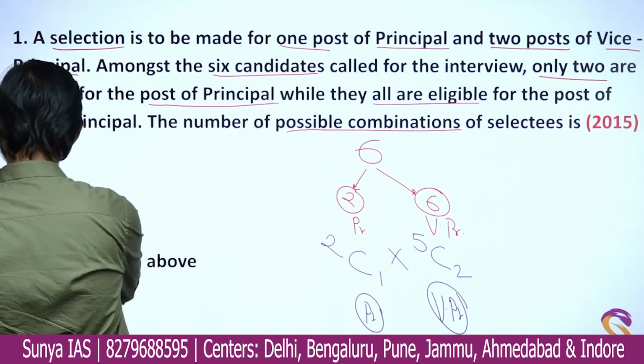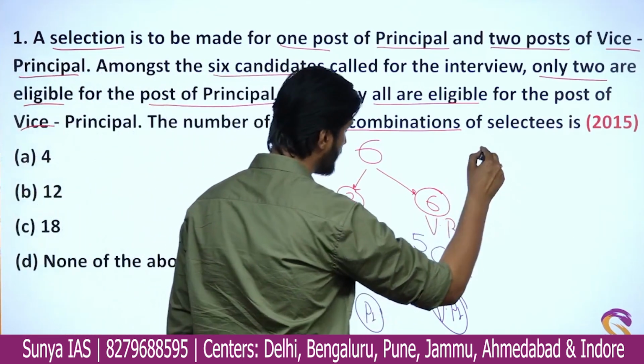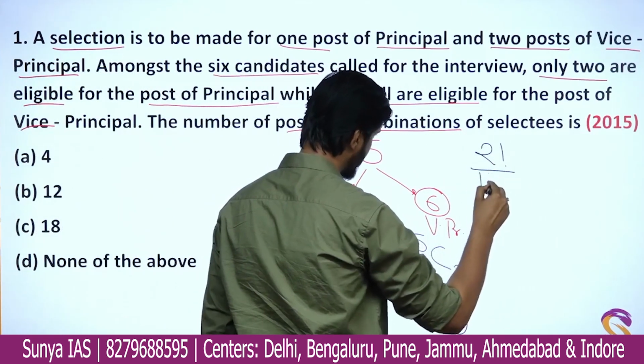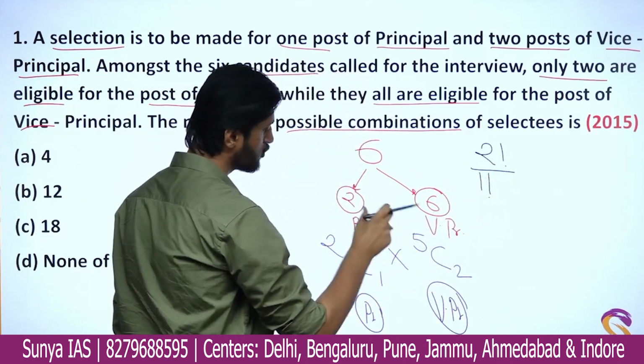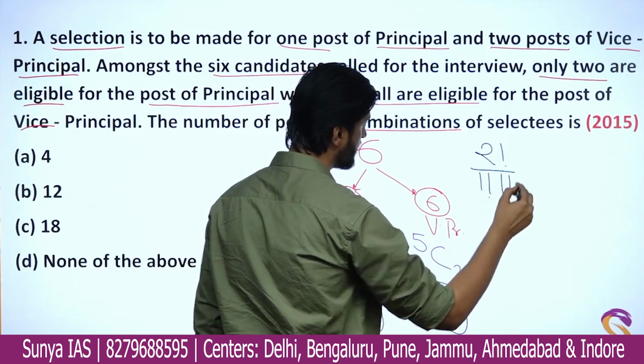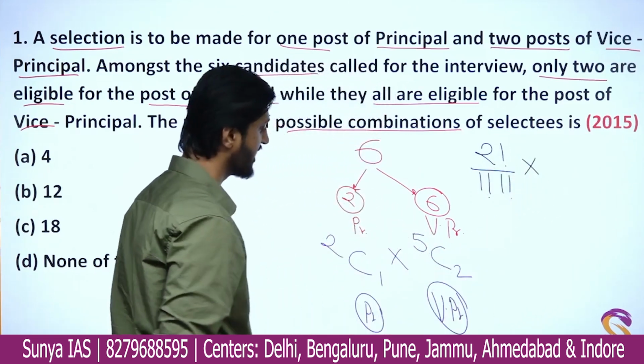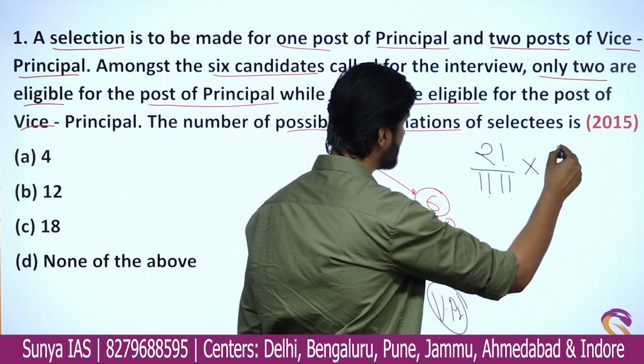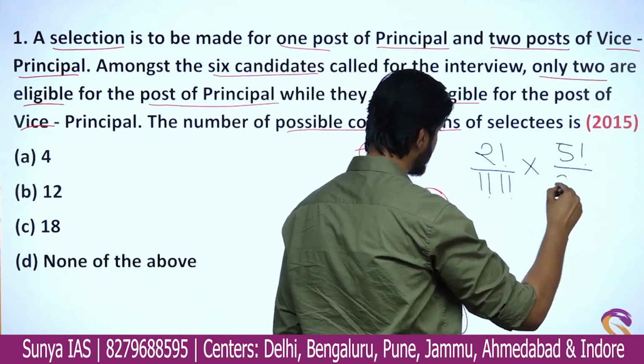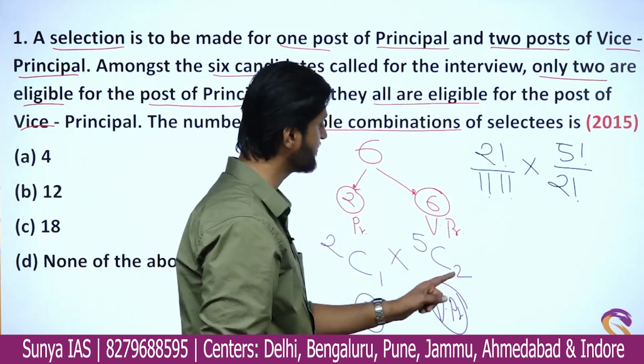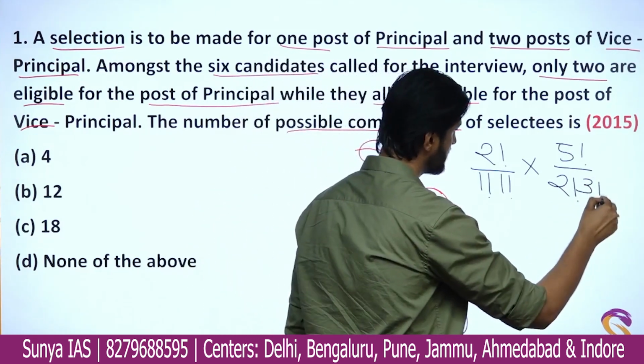2C1, we can write it like this simply. It will be 2 factorial divided by 1 factorial and (2 minus 1), that is again 1 factorial, multiplied by 5C2, that is 5 factorial divided by 2 factorial, and we have (5 minus 2), that is 3 factorial.